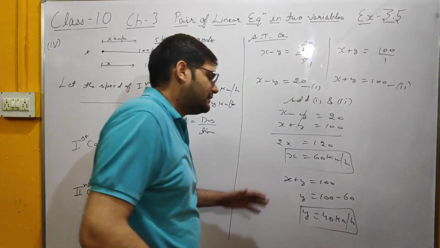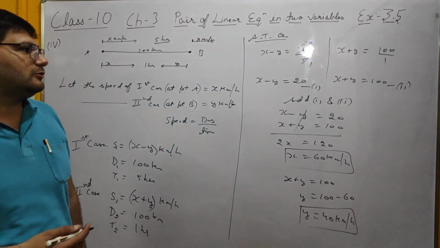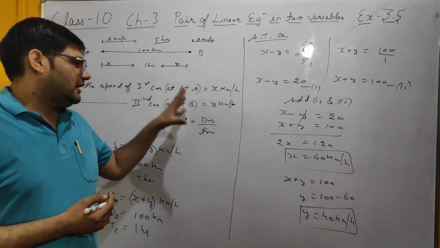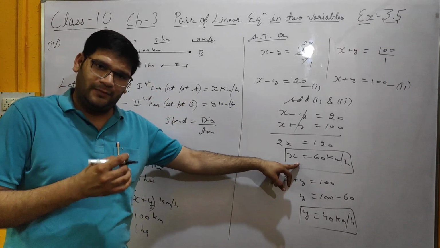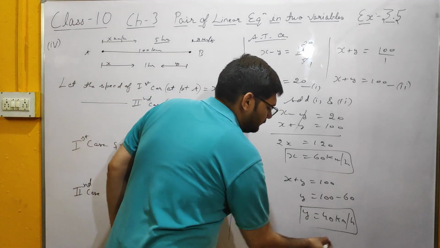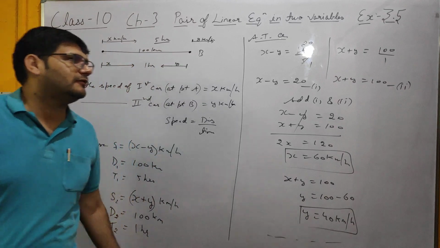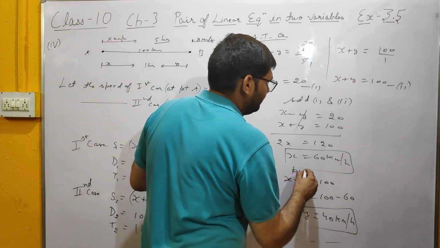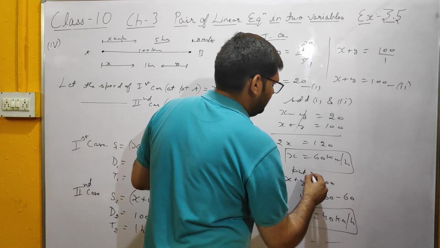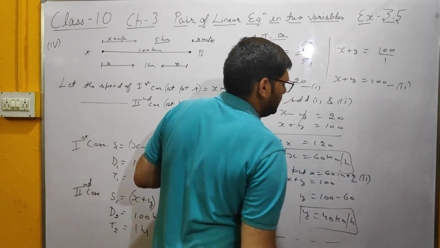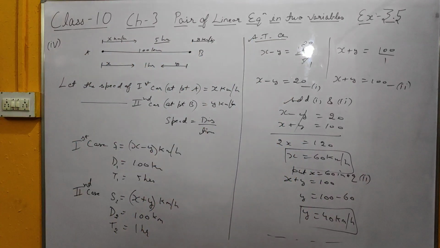So these are the two answers. But the question is not ending here. You need to write that the speed of the first car is 60 kilometers per hour and the speed of the second car is 40 kilometers per hour. At the last, when you write that, then you will get full marks. Moreover, you can say that put the value of x equals 60 in equation number 2. Alright, so you need to do the questions step by step. I hope the fourth part is clear to you.